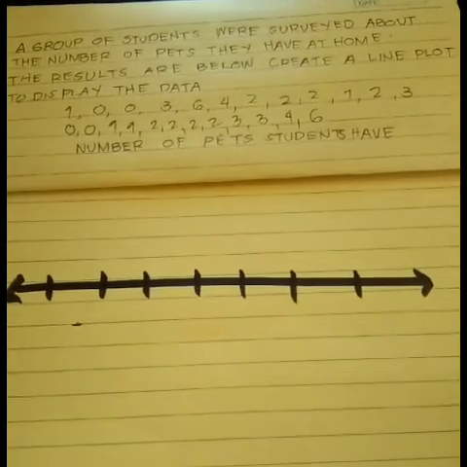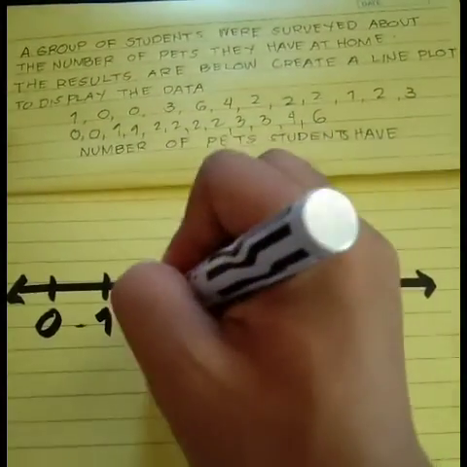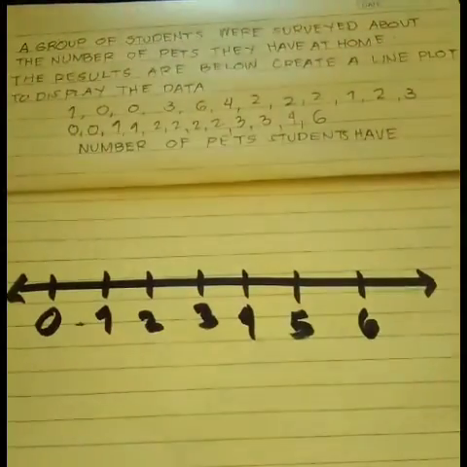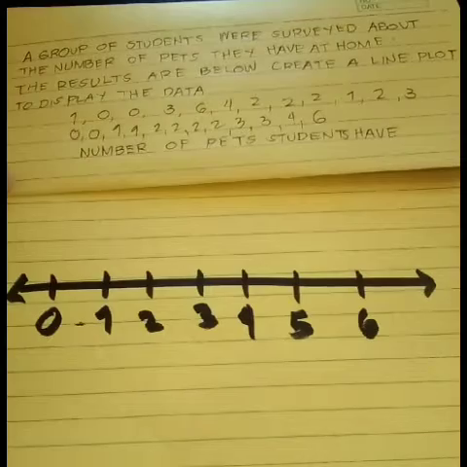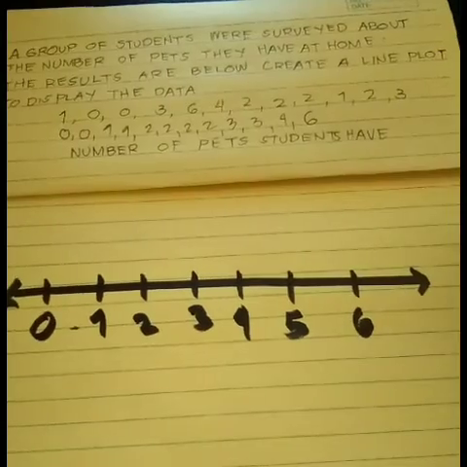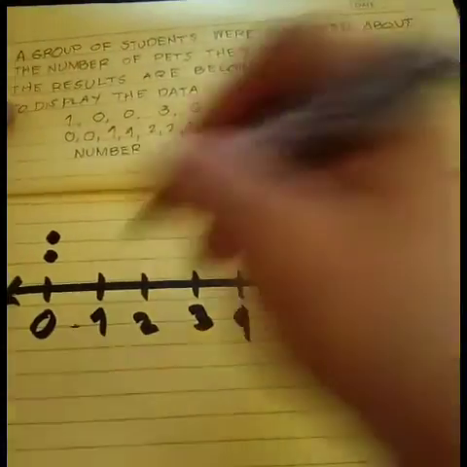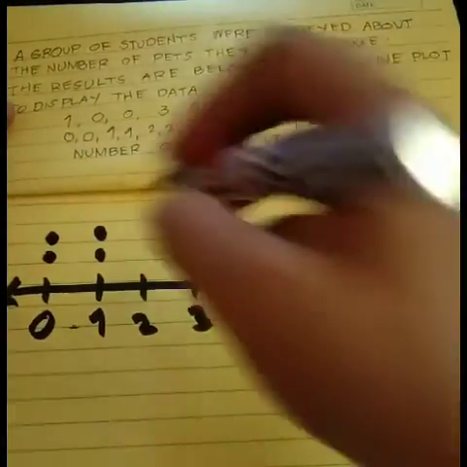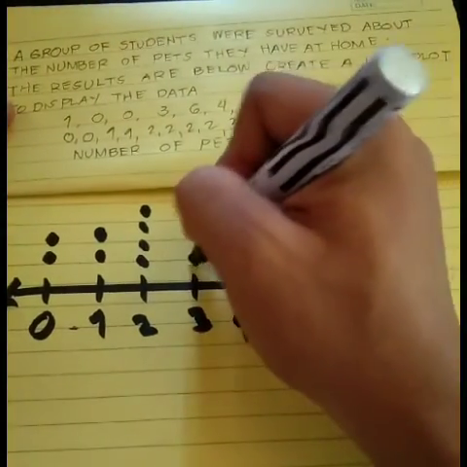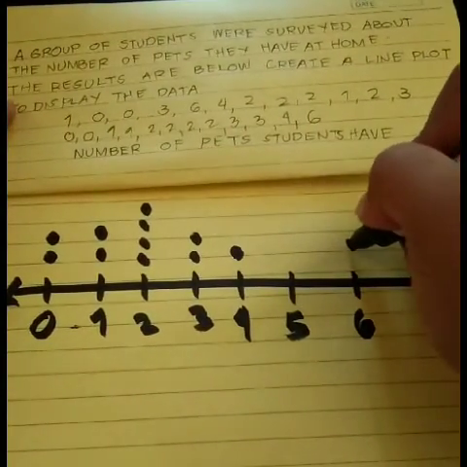Ngayon, isulat na natin yung mga value ng ating data. Ngayon, ilalagay na natin yung naka-display na data natin dito sa ating number line. Sa 0. Pwede tayong maglagay ng X or dot. 0. Dalawa ang 0 natin. Then 1, dalawa din. 2, 4. 3, dalawa. 4, isa. 5, wala tayong 5. Then 6, isa.